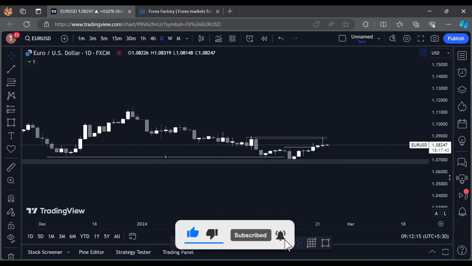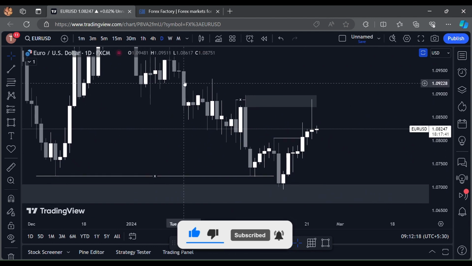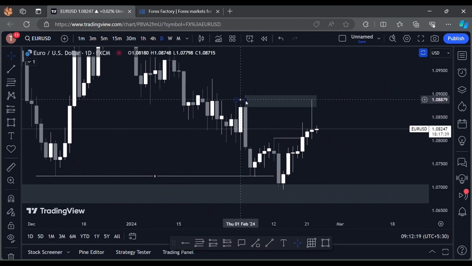So this is the daily chart, and we can see that the order flow was being maintained right here. So this was the last unmitigated wick which was following the order flow. So most likely if we are going to go down, we are going to respect this high and then move downward. So let's move to the 4 hours now.